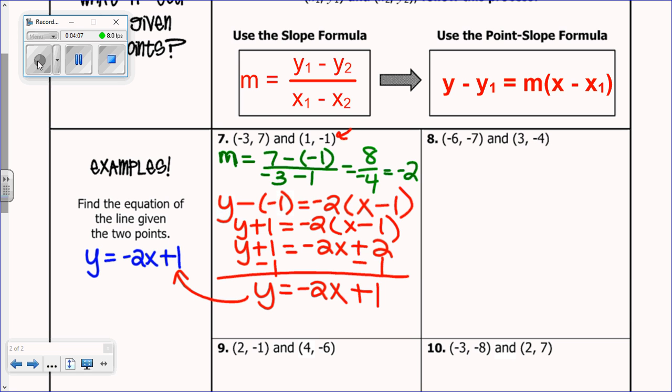All right, so let's try number 8. We got the point negative 6, 7 and the point 3, negative 4. So the first thing we need to do is actually find the slope.